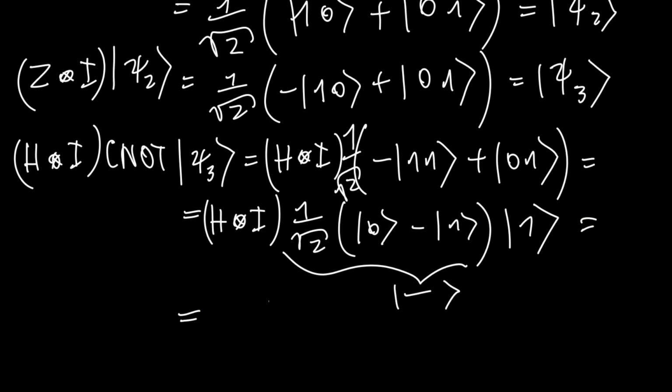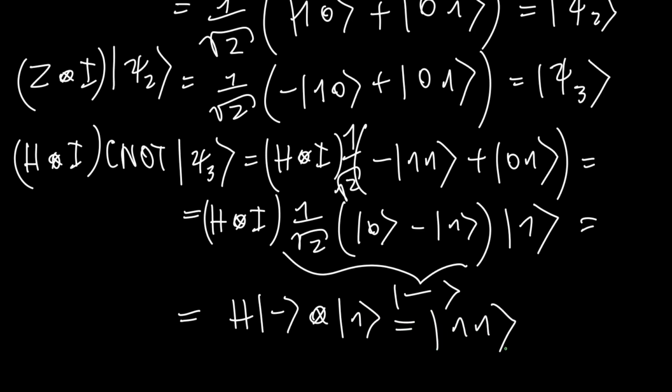And Hadamard to the minus state is what? It's 1. So we get 1 1, like that. Again, we did some calculations, and this is not superposition, this is a pure state, 1 1. Now let's summarize what we got.